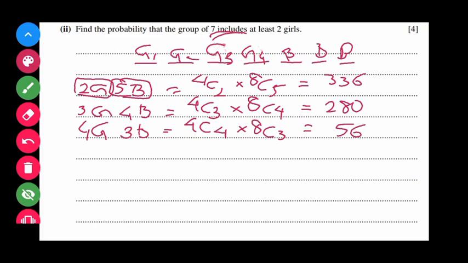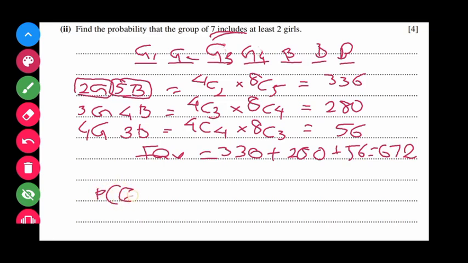So what is the total number of selections of at least two girls? So that is favorable. So our favorable selection is 336 plus 280 plus 56, which is equal to 672. So the probability of selecting at least two girls is favorable 672 divided by total, which is 792.